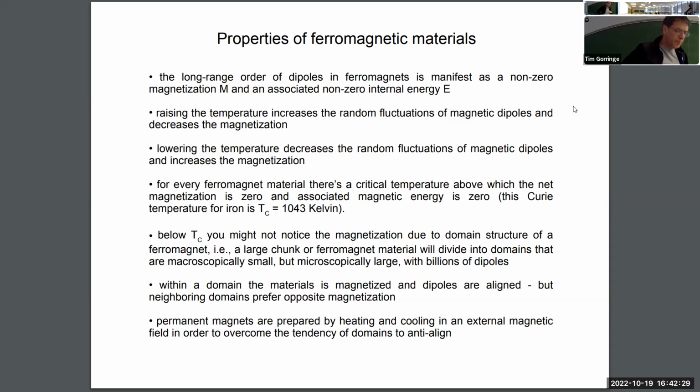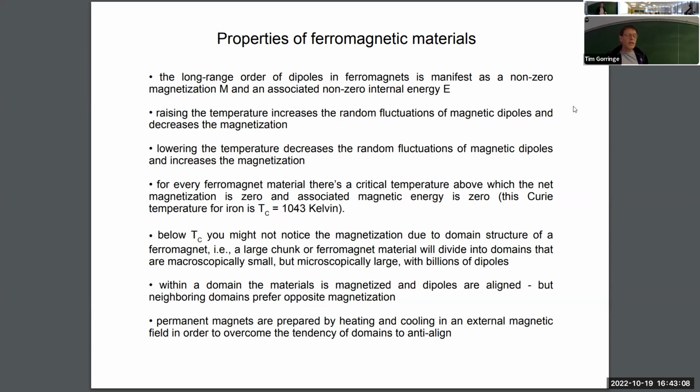If you were to raise the temperature of the ferromagnetic material, you're going to influence the balance between the magnetic interactions between the neighboring atoms and the random fluctuations of the orientations of atomic dipoles. And so as you raise the temperature of the ferromagnet, what you'll see to greater or lesser extent is a reduction in the magnetization, a reduction in the magnetic energy.